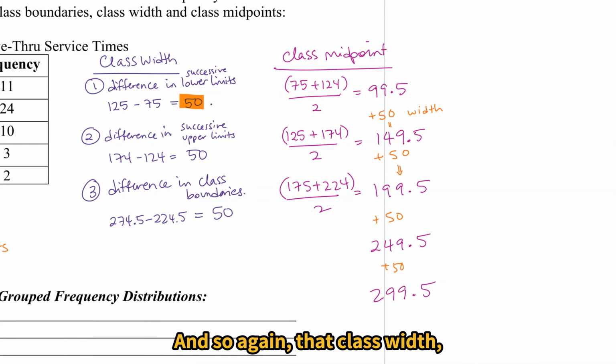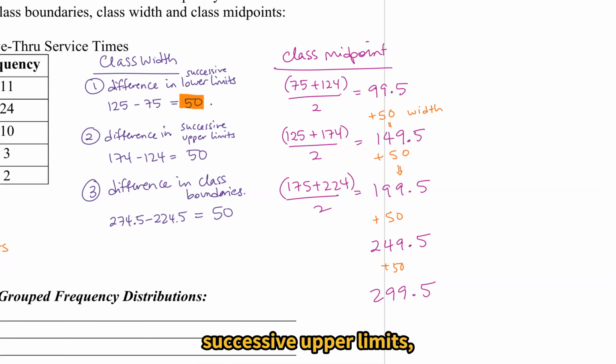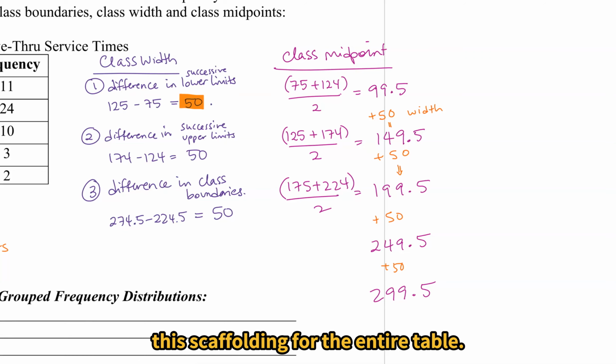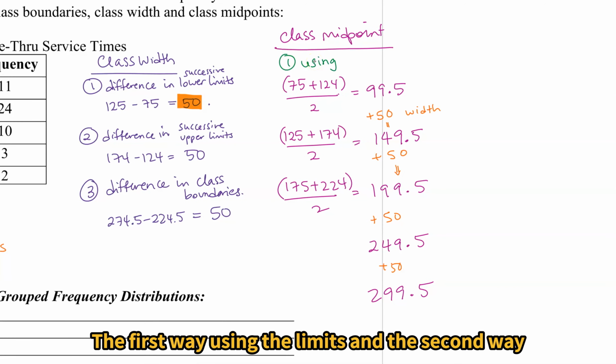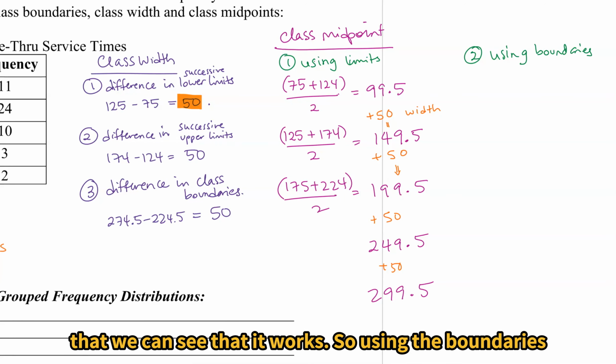And so again, that class width, the reason we define it the way that we do, successive lower limits, successive upper limits, or the difference in class boundaries, is because that class width basically creates this scaffolding for the entire table. The other way to calculate class midpoint is by the boundaries. The first way using the limits, and the second way using the boundaries. We'll just do this once, just so that we can see that it works.